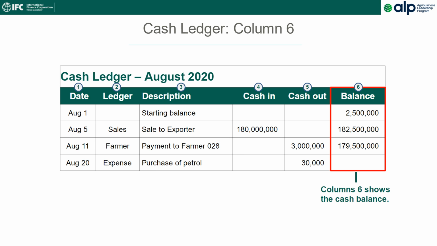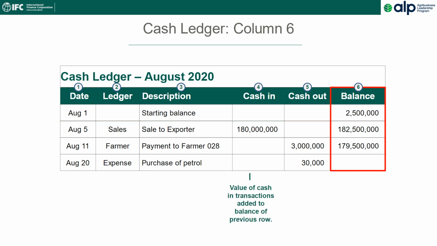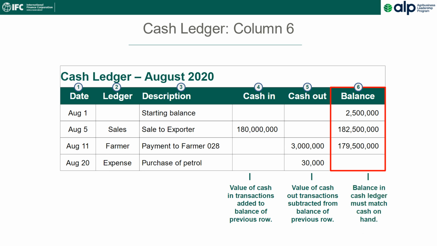Column 6 shows the cash balance after each transaction is recorded. The starting balance on the first row is the ending balance from the previous month. This amount should have been confirmed, or reconciled, against your bank statement or physical count of petty cash. Any difference should have been resolved before the end of the previous month. The value of cash-in transactions is added to the balance from the previous row. The value of a cash-out transaction is subtracted from the previous balance. The balance in your cash ledger must match your actual cash on hand and/or in your bank account.